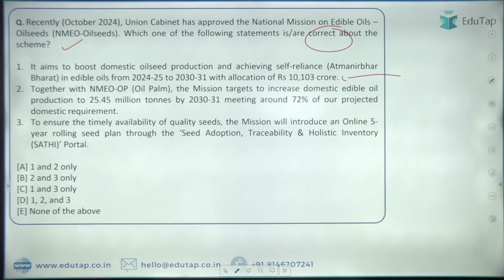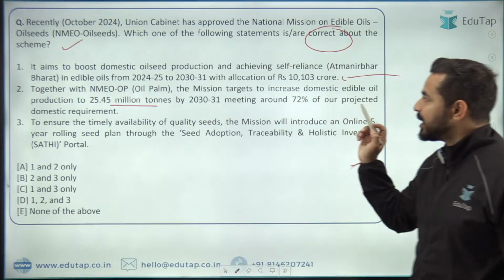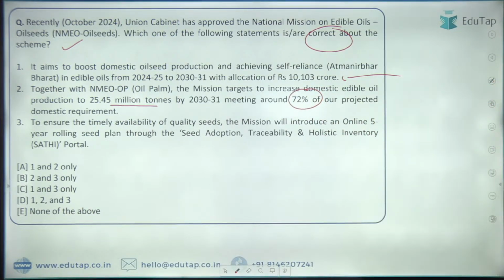So now moving to the second statement. तो national mission on edible oil, oil palm के साथ मिलके this mission target is going to increase domestic oil production to 25.45 million tons. ये कर देगा, and this will help India to fulfill 72% of our projected domestic requirements.